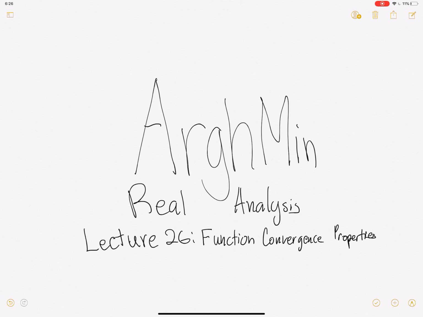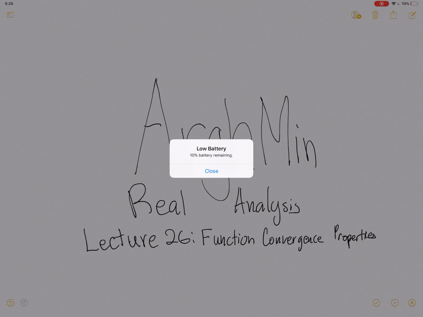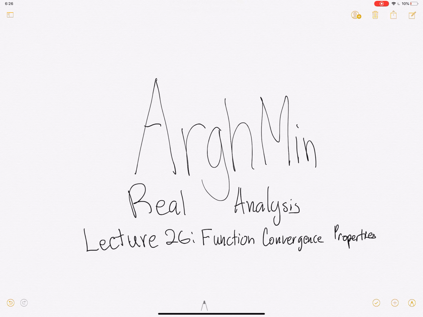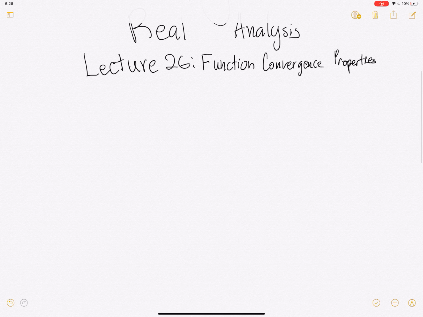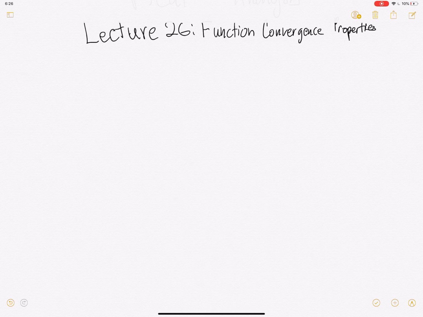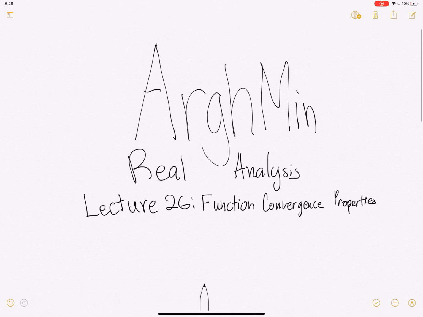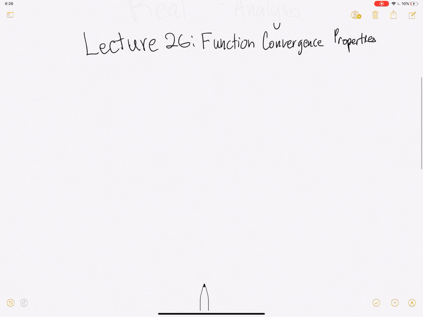You're on the argmin channel, Real Analysis, Lecture 26, where we'll be talking about function convergence properties. Let me plug in my tablet. Okay, so this won't die as I'm doing this. So, if you recall, last time we looked at different types of function convergence, and now we're gonna show why those two different types are interesting.